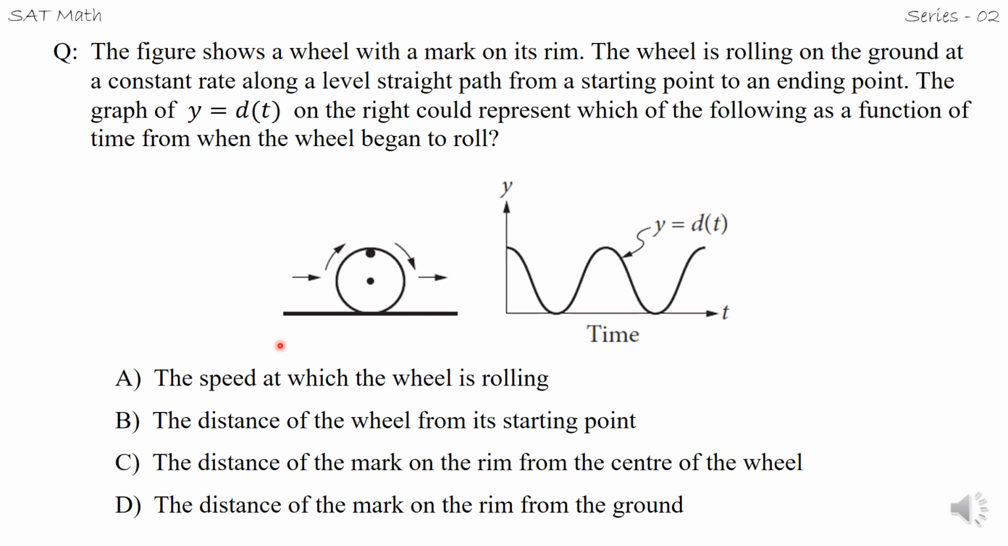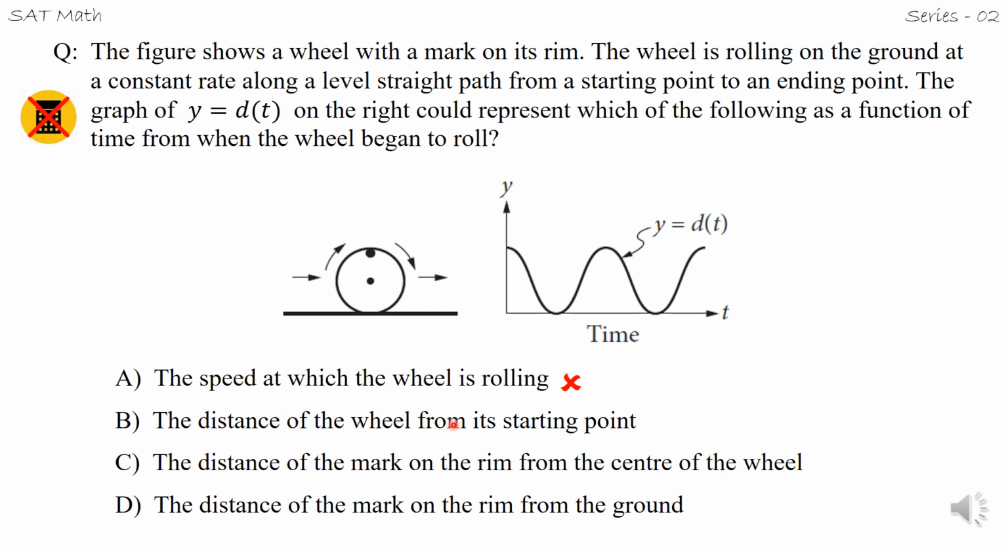Here a wheel is shown with a mark on its rim. The wheel is rolling on the ground at a constant speed along a straight line. And a graph is given. We need to find which of the given options this graph is for. Let us take them one by one. The speed at which the wheel is rolling. It's given that it's a constant speed, so the graph should be a straight line. So it's not the correct one.